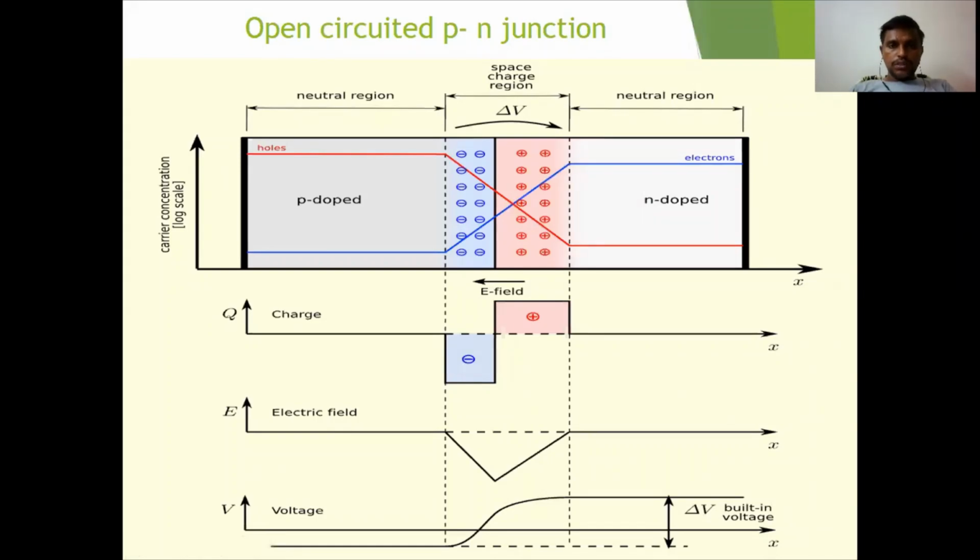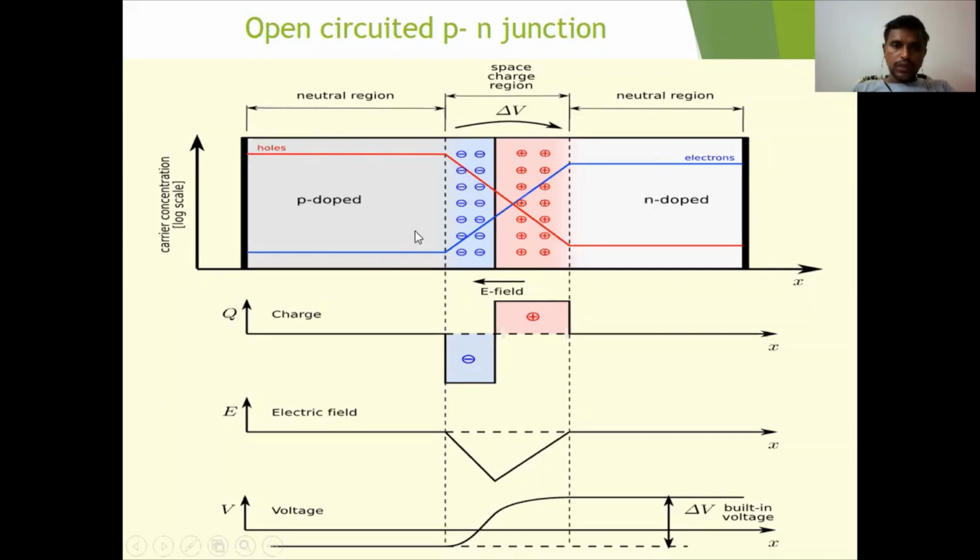Good morning, students. In the previous class, we have seen the open circuit PN junction and the formation of the PN junction. If we consider the open circuit PN junction, here we have the P-type material and here we have the N-type material. In between we have the depletion region.